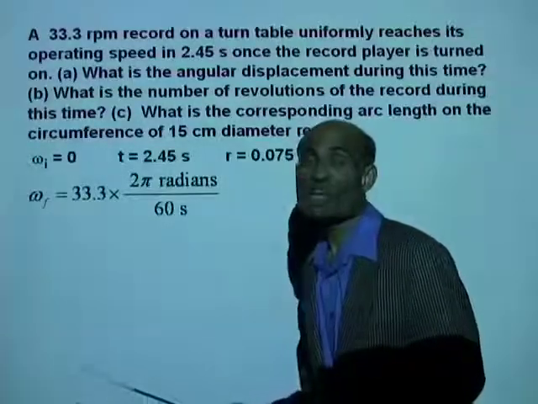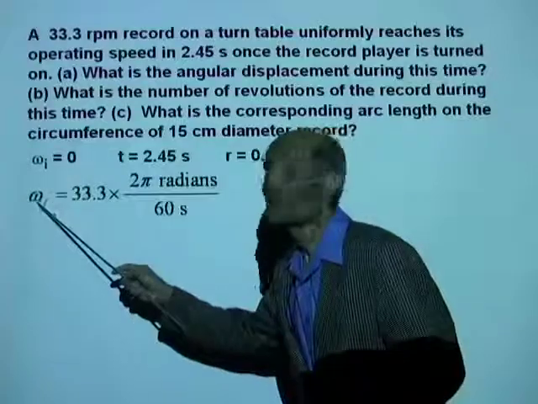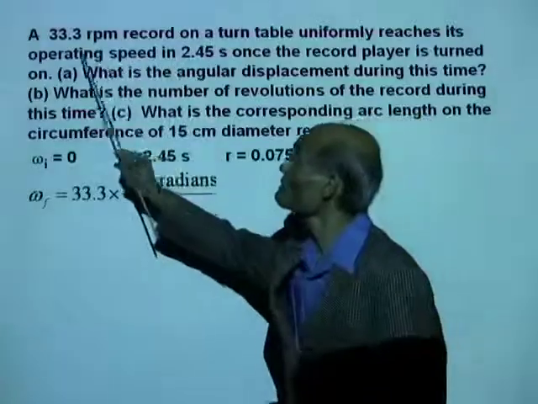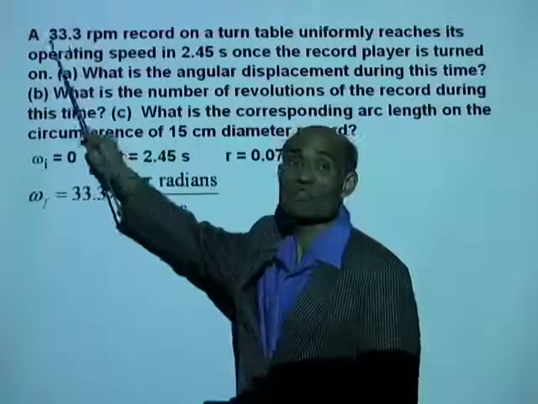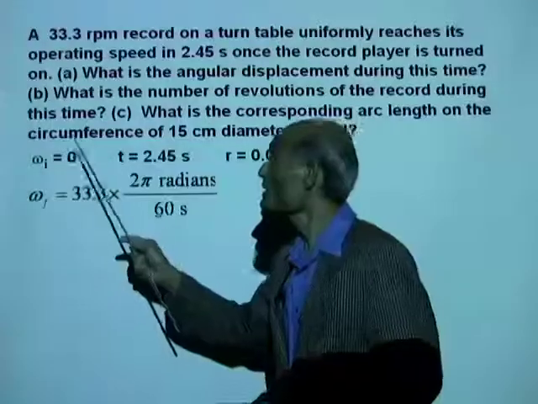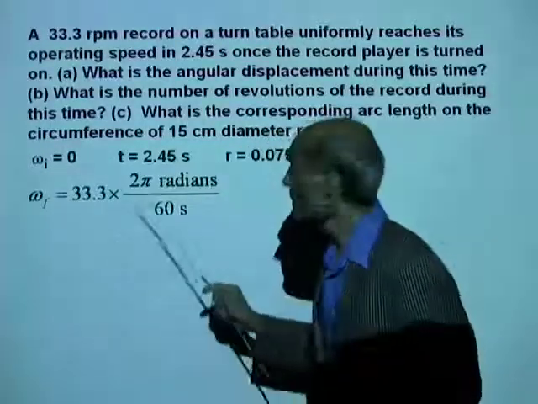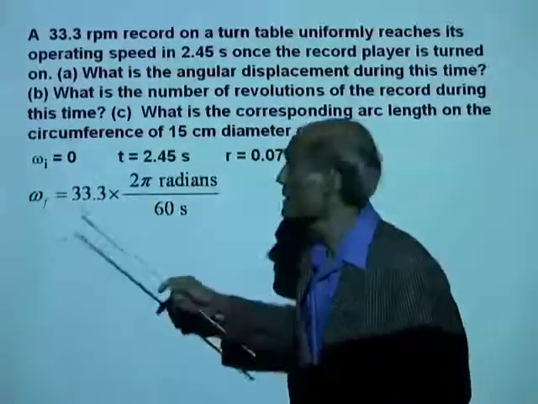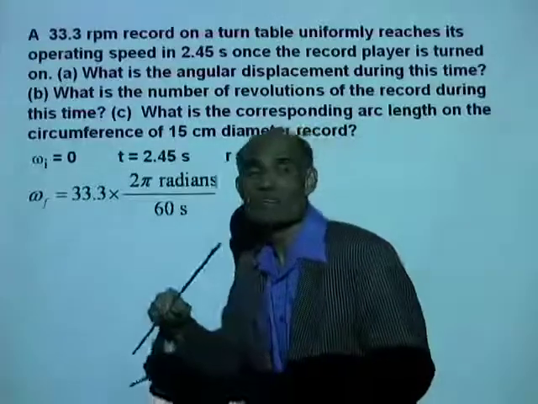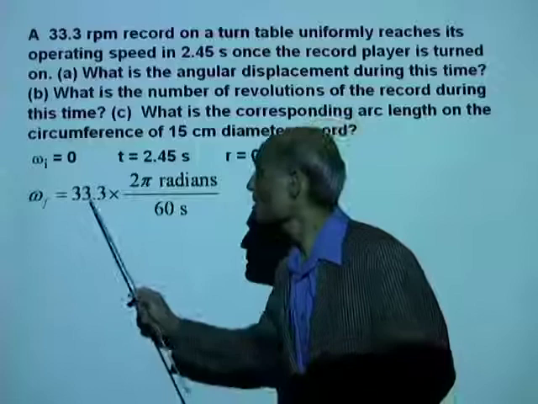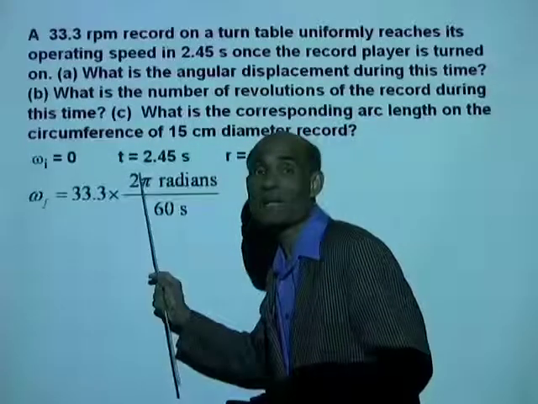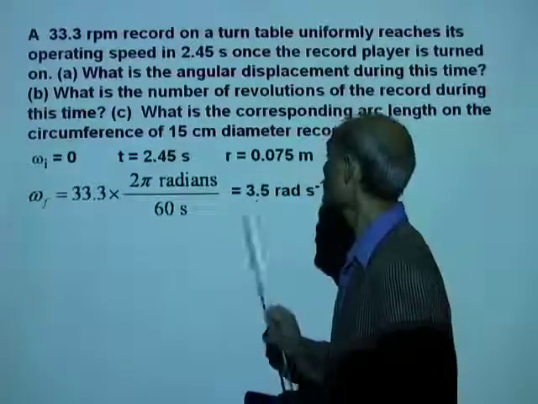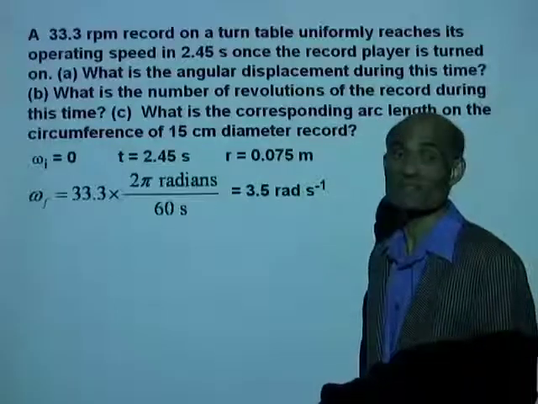Well, what is the final omega? It reaches the operating speed. What is the operating speed? 33.3 RPM. This is the final angular velocity. Initial angular velocity is 0. In 2.45 seconds, it reaches the operating speed of 33.3 revolutions per minute. Convert revolutions per minute to radians per second. Multiply by 2 pi and divide by 60. So that will be 3.5 radian per second.